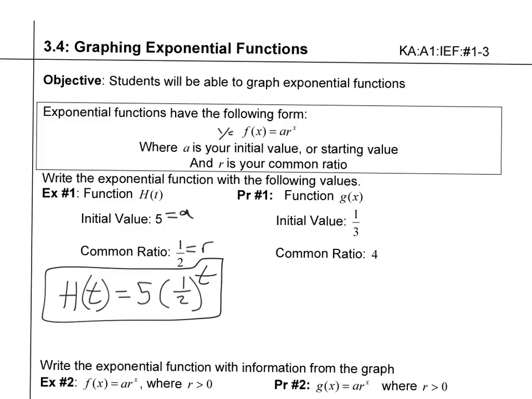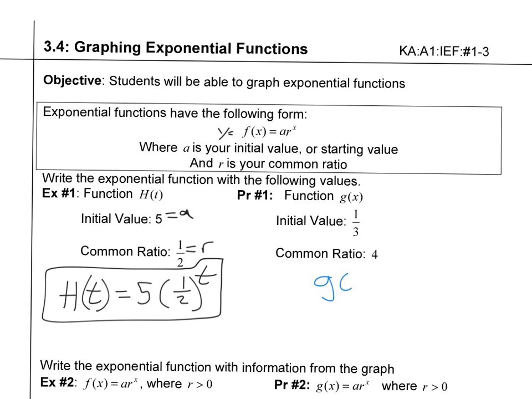Okay? Next thing says write the function of g of x. So I want you guys to go ahead and try this. They give you the initial value, they give you the common ratio. Go ahead and use the form to write the function. And then pause the video when you're ready to check your work.